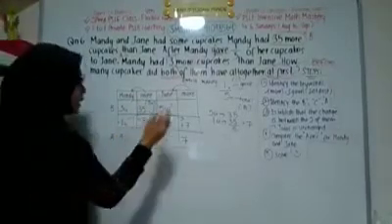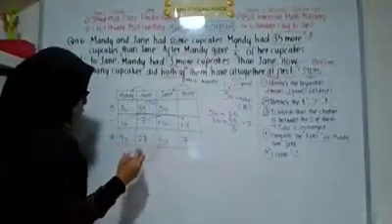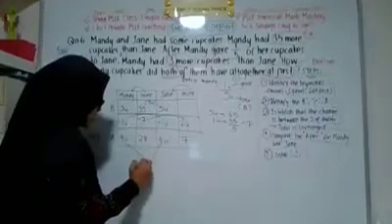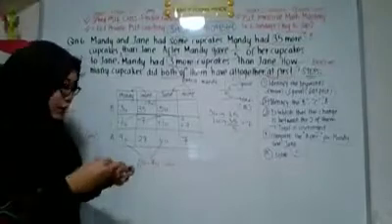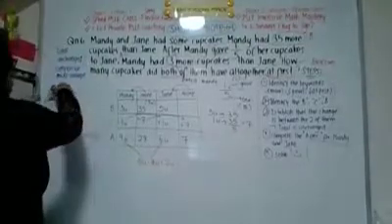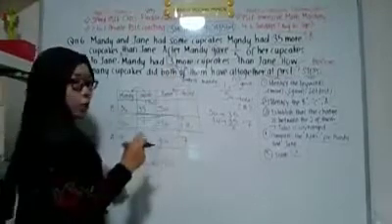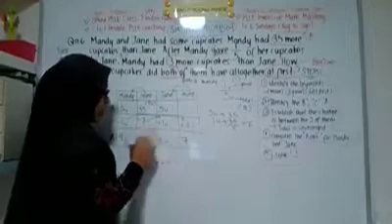Right here, we are going to compare the after. So 4 units and 6 units. When we compare between Mandy and Jane here, it is 6 units minus 4 units equals 2 units. Okay, then we're going to remember the extra. Mandy has 3 more extra, which means there is another 3 more when we compare.